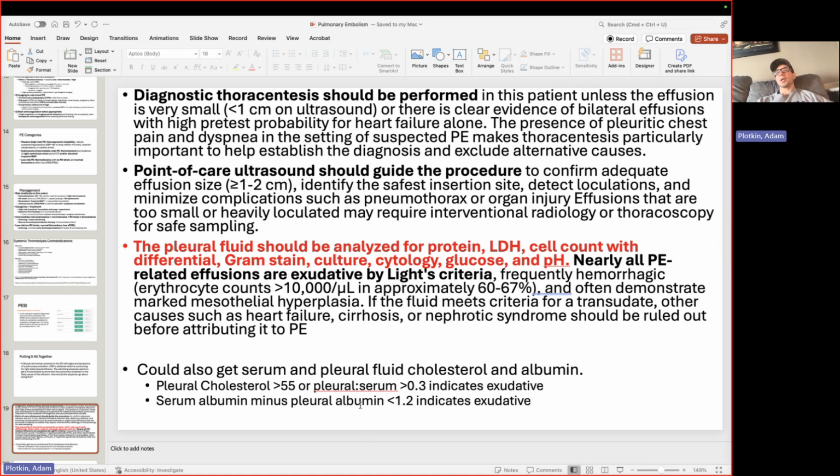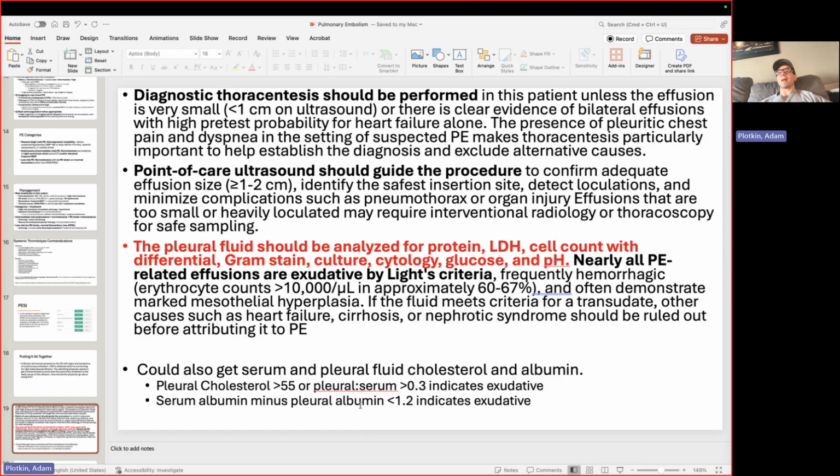What I'm getting at here is you need to understand Light's criteria. So Light's criteria, there's 3 of them. All I need to do is satisfy one of these criteria and we can diagnose an exudative effusion, right? So really simply, there's 2 big flavors of pleural effusion. There's exudative and transudative, okay?